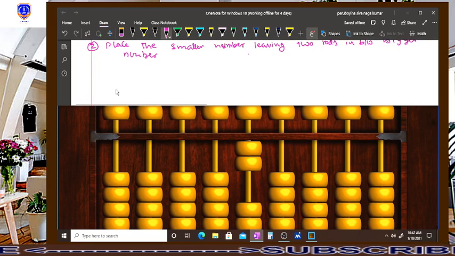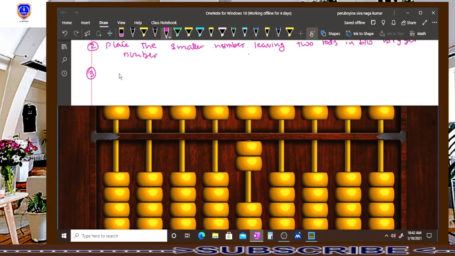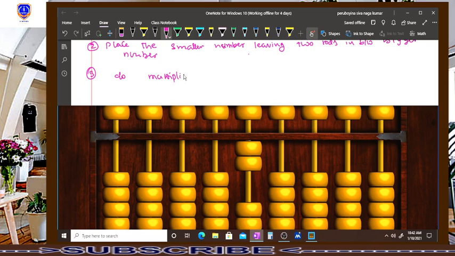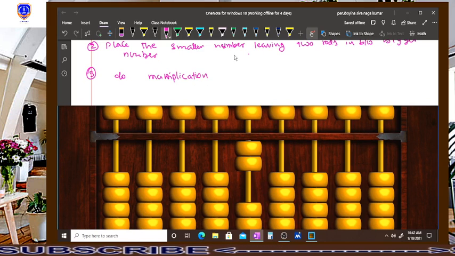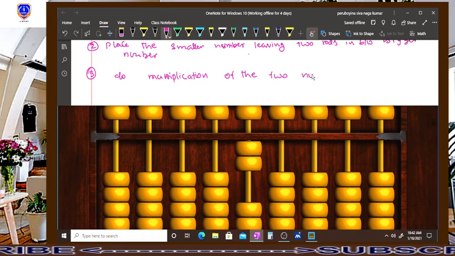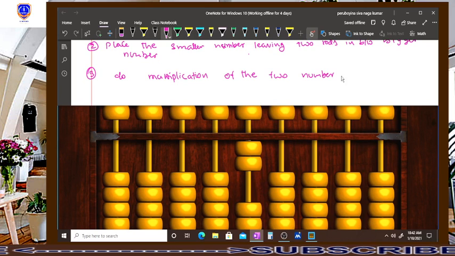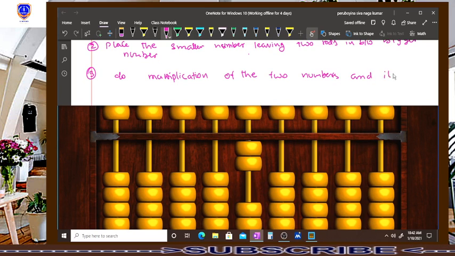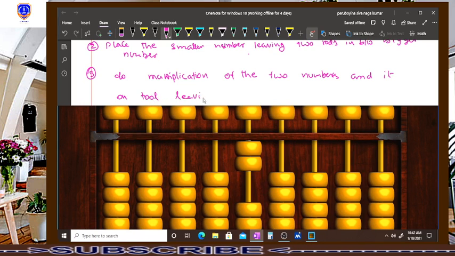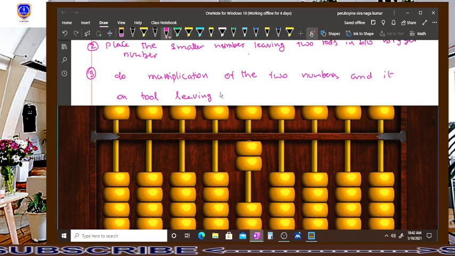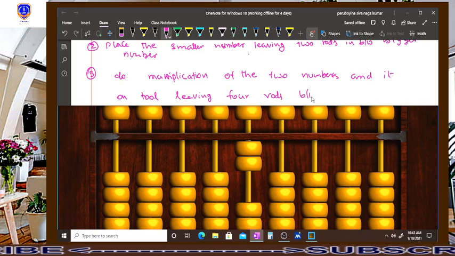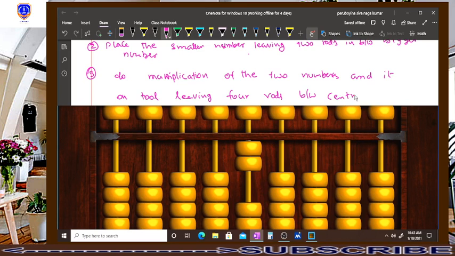Next, rule number three: do multiplication of the two numbers which are given, and place it on the tool, leaving four rods. Placement is very important on the Abacus tool. Leaving four rods between all of them, between the center rod and it.